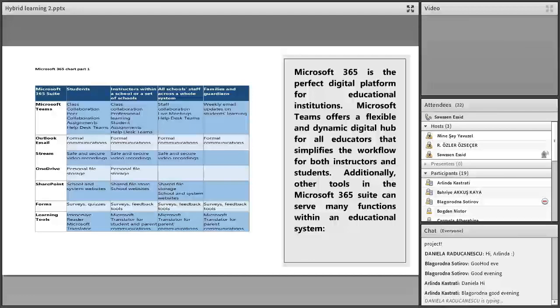Additionally, other tools in the Microsoft 365 suite can serve many functions within an educational system. And in the photo that I have inserted in my slide, you can see, for example, Microsoft Teams, Outlook, Stream, OneDrive, SharePoint, Forms, the learning tools, and all of them. In the picture, you will find all the advantages that you can really benefit from.